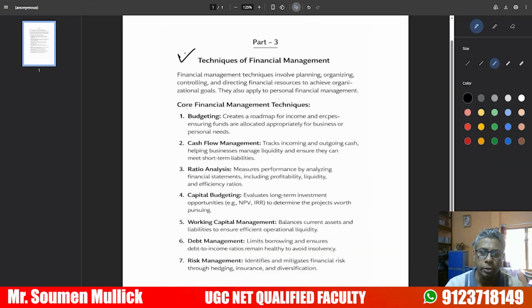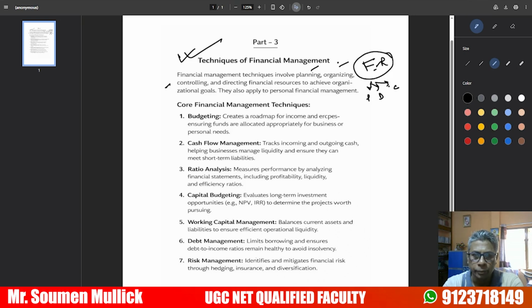The technique of financial management is a technique involving the planning, organizing, controlling and directing of financial resources. This is our main work, to utilize the financial resources properly. That's why we utilize planning, directing, controlling for the purpose of achieving the organization's goal. In the core financial management techniques, the main technique is budgeting.